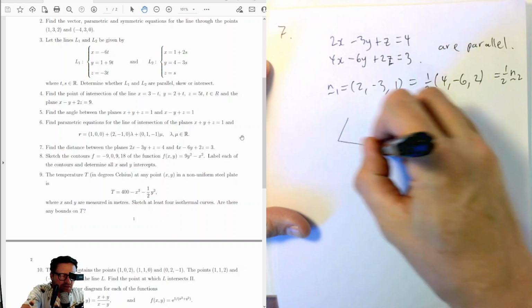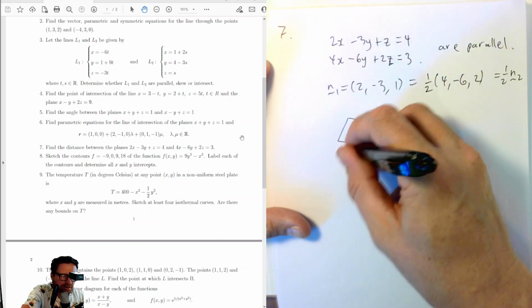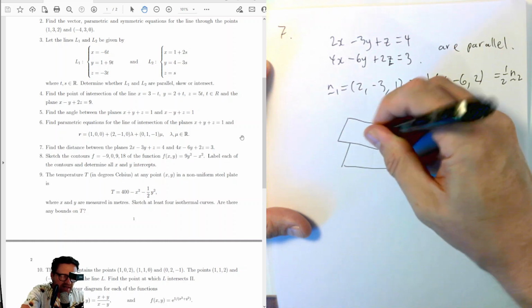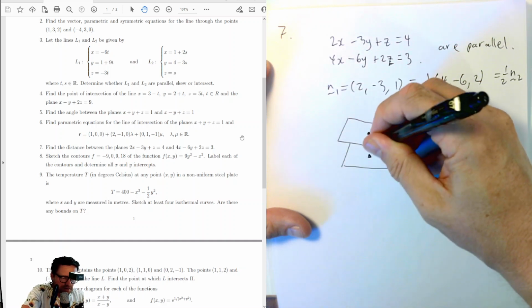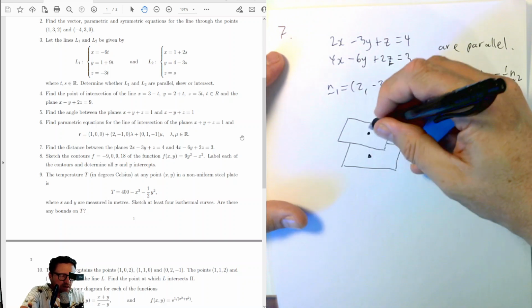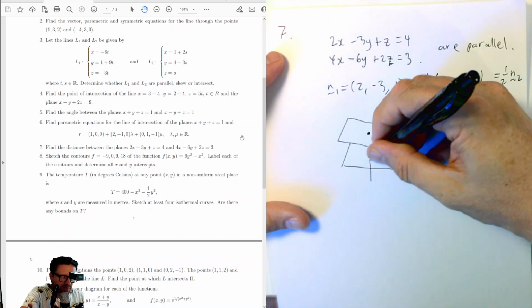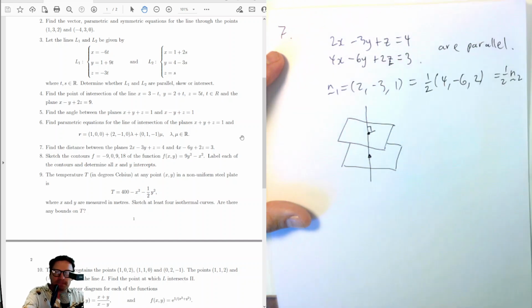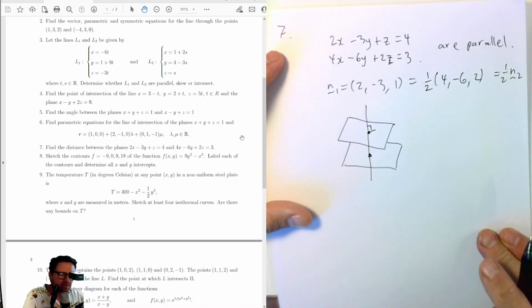So given that, let's draw a picture. So we've got two parallel planes. What we need to do is find points on them that have a perpendicular line passing through. All right, so let's go ahead and do that.